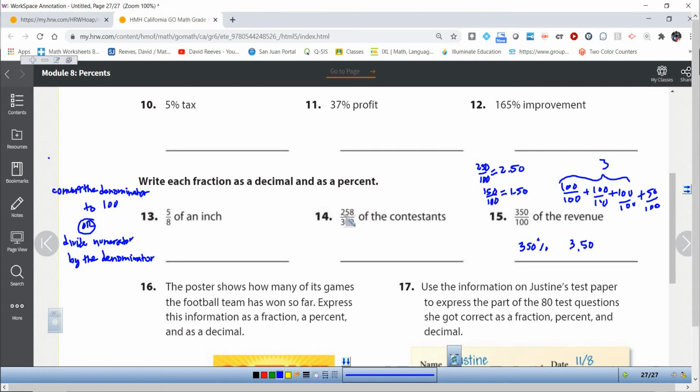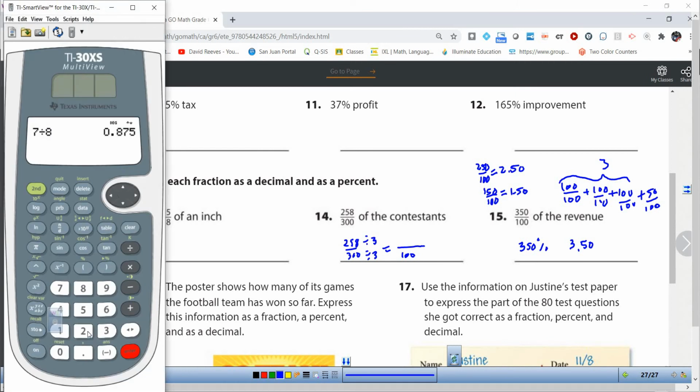All right, so this one is 258 over 300. Now this time the denominator is not 100, it is 300. So what I could try to do is divide both of those by 3, right? And if I do that, then that denominator that I'm going to have here is going to be 100, right? So then I'm going to do 258 divided by 3. Well, I'm going to go ahead and take my calculator, 258, and I'm going to divide by 3. And when I do that, I get 86.